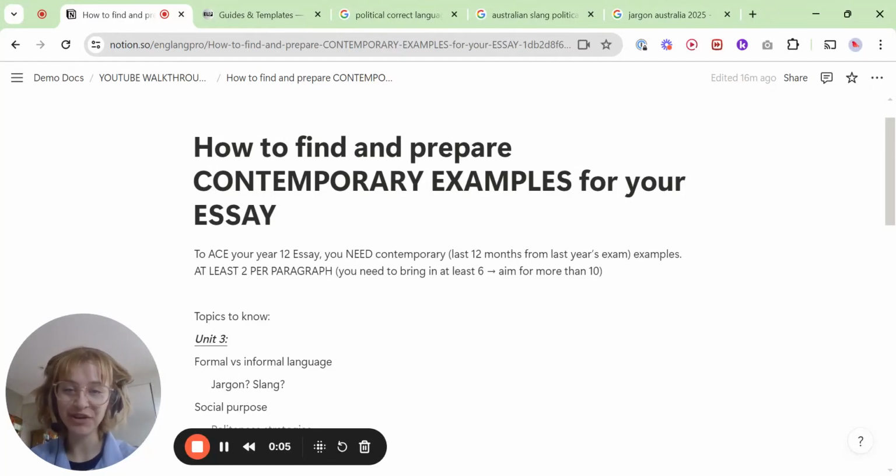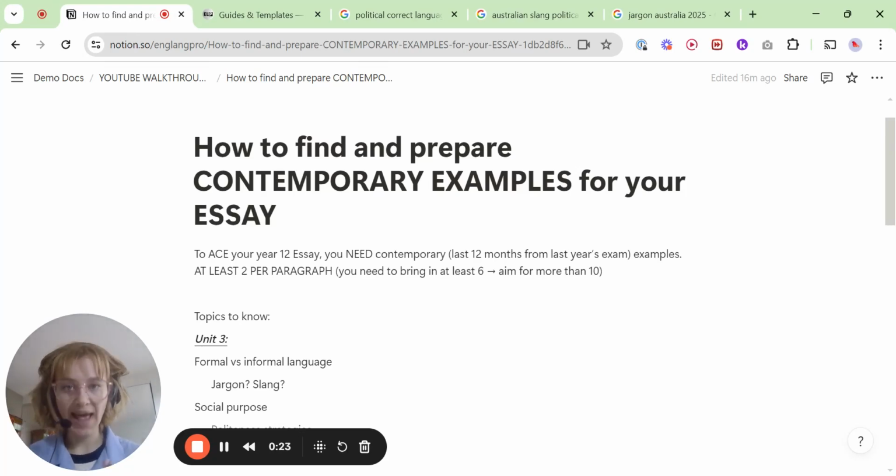My name is Tori, I'm one of the tutors on the team, and today we are going to talk about how to find and prepare your contemporary examples for the end of year exam essay section C. So some of you, if you're in year 10 or 11, you might not have any idea what I'm talking about here. No worries at all.